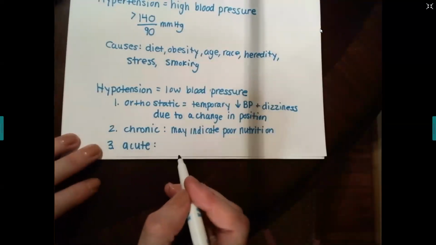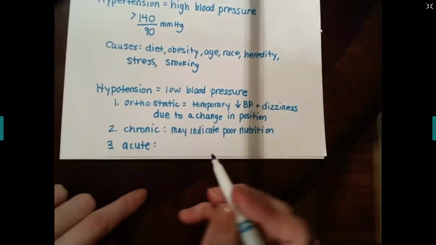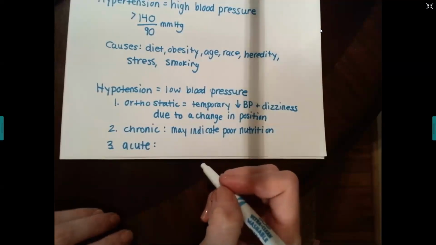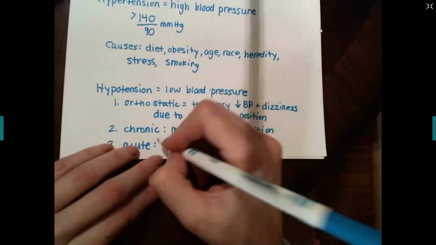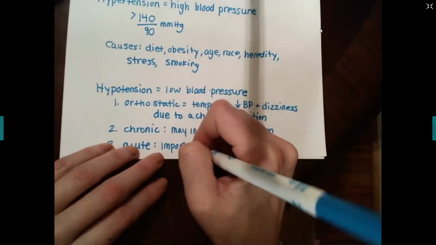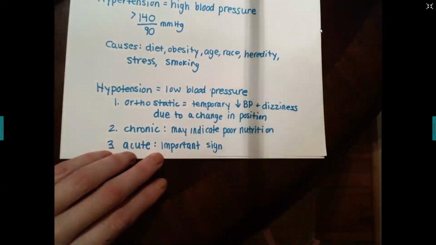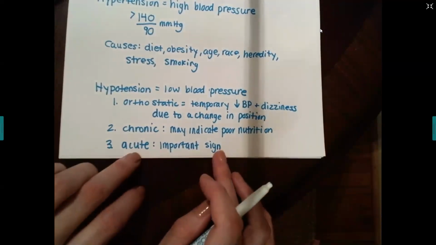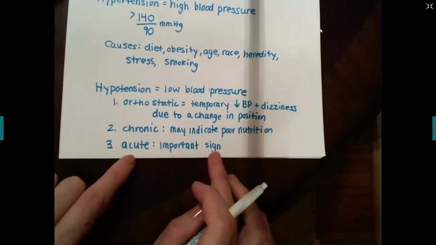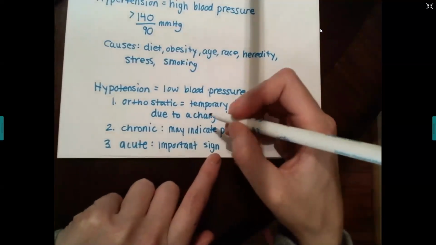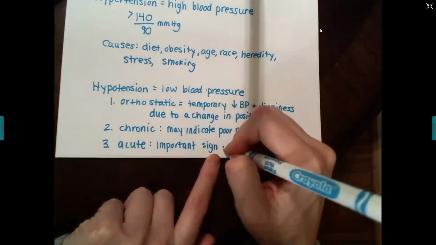And acute high blood pressure, or low blood pressure, sorry, is an important sign of circulatory shock. Okay, so it is one of the important signs. Now this brings up a topic of review, the differences between signs and symptoms. Remember, symptoms are only felt by the patient, whereas signs are measurable, objective readings that the doctor is going to use. So an acute drop in blood pressure is a sign. It is measurable, and it will indicate the potential for circulatory shock.